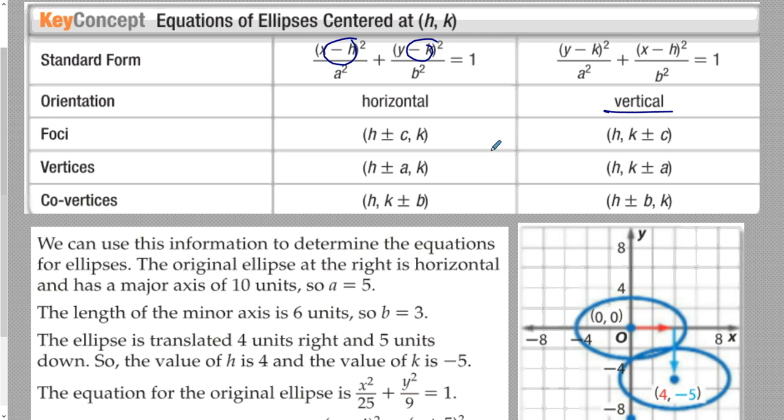Vertices are going to be at h plus or minus a and k, or h and k plus or minus a if it's vertical. This is exactly the same, it's just that these h's and k's used to be zeros when the center was at 0, 0. It's just not anymore.